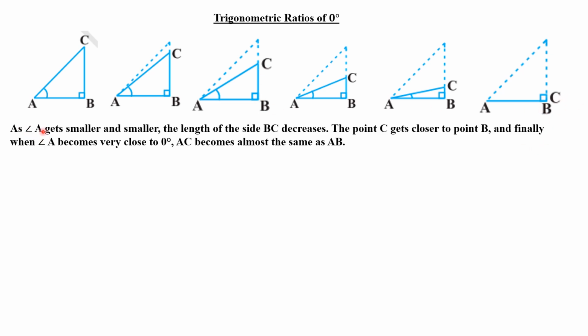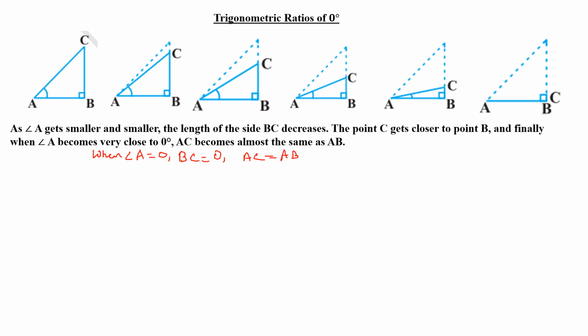So what is happening when the angle A gets smaller and smaller, the length of the side BC decreases and the point C gets closer to point B, isn't it? And finally when angle A becomes close to 0, AC will become almost same as AB, isn't it? It means when angle A is 0, then BC will become 0 because the height will become completely 0 and AC will become equal to AB.